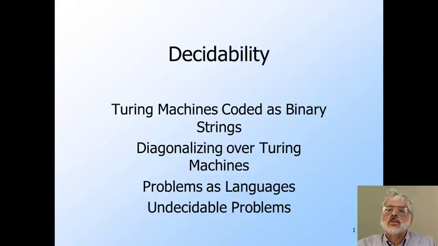Now we are ready to show some particular problems not to have algorithms. The central ideas for this lecture are, first, that Turing machines can be enumerated, so we can talk about the ith Turing machine. That lets us diagonalize over Turing machines the way we diagonalized over languages, showing a particular language that cannot be the language of any Turing machine.